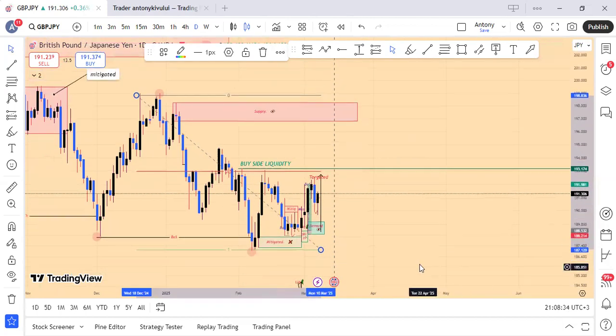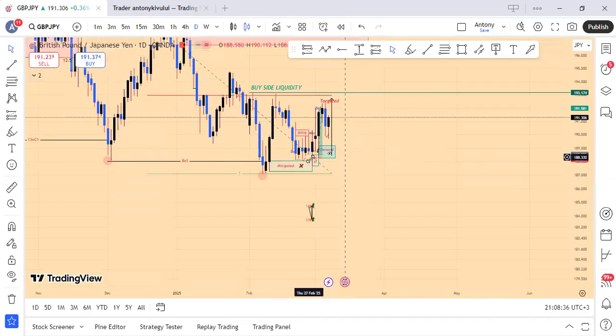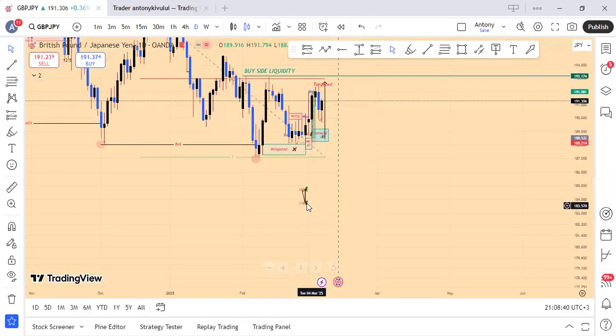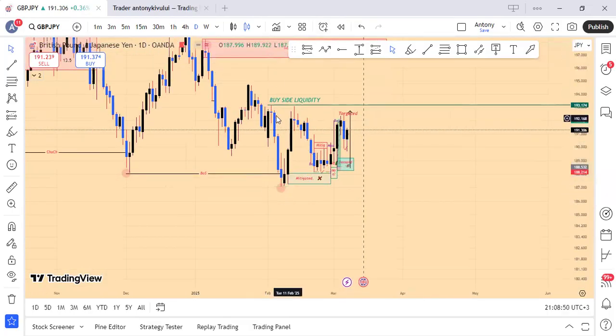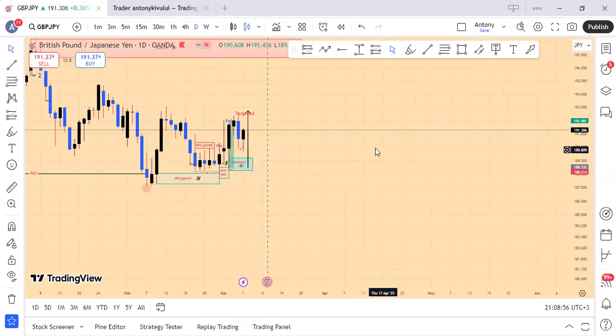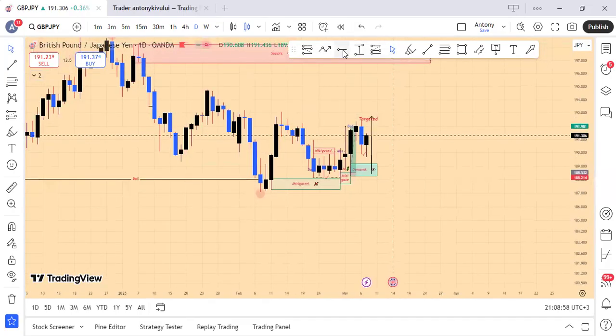Why do you think the price did not go down and break this structure? Now it comes to my very interesting part, which is called the liquidity. We have the liquidity. Where is the liquidity? You can see here, let me remove this line first. You can see here, there are two relative equal highs. That is liquidity, my friend.